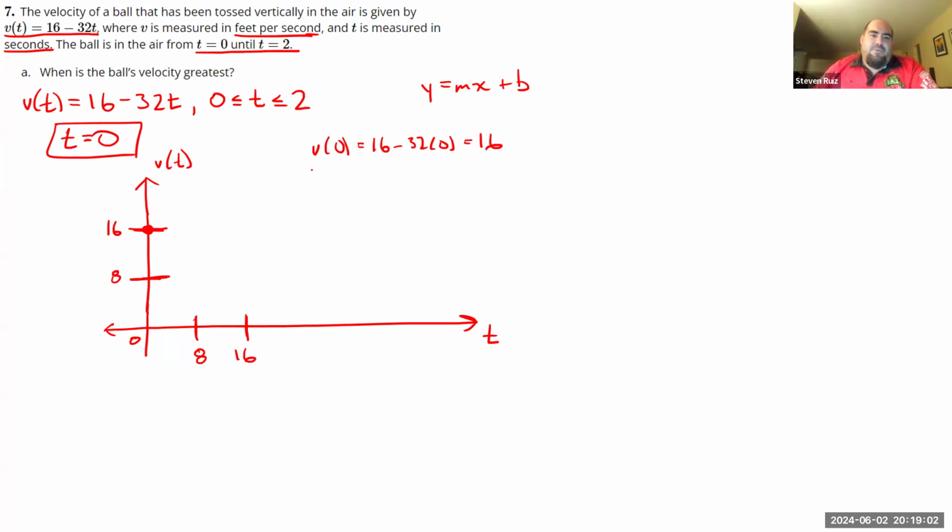We also know that we're only looking at 2 seconds here, so let's find some other values of v. v of 1 is 16 minus 32 times 1, and that's going to be equal to negative 16. And finally, v of 2 equals 16 minus 32 times 2. So 16 minus 64 is going to be negative 48. So we actually need to extend this graph downward by quite a bit.